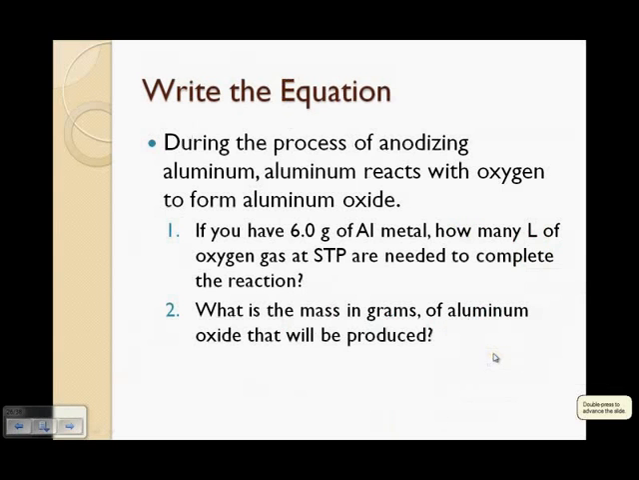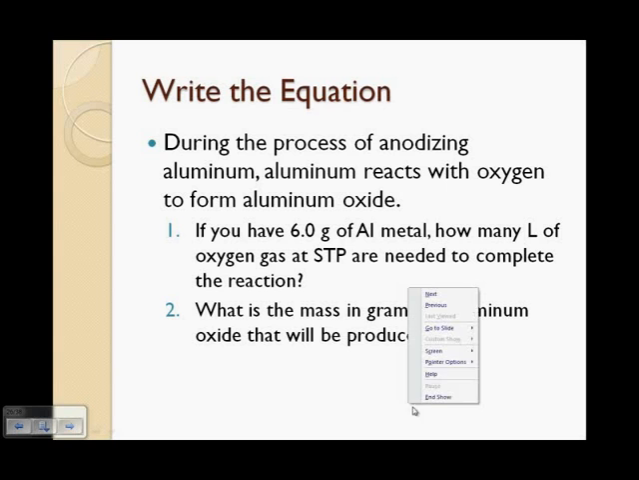So here we are, a new problem. Alright, this is in your packet. I think it's number 4 on the worksheet 2. Okay, so during the process of anodizing aluminum, aluminum reacts with oxygen to form aluminum oxide. And if you have 6 grams of aluminum, how many liters of oxygen gas at STP are needed to complete the reaction? And then what is the mass in grams of aluminum oxide that will be produced? Okay, so let's take a look.